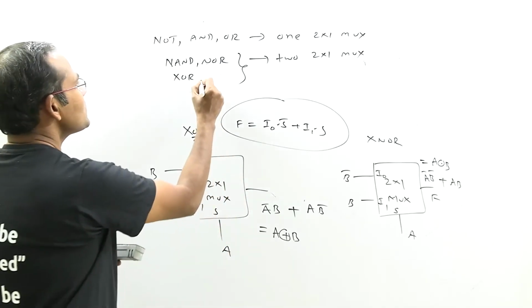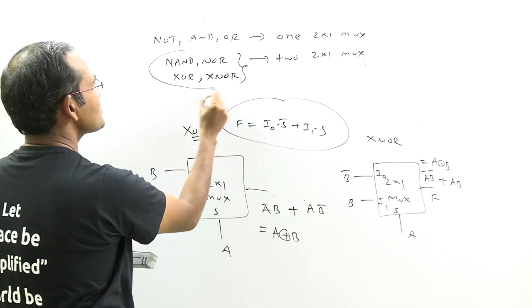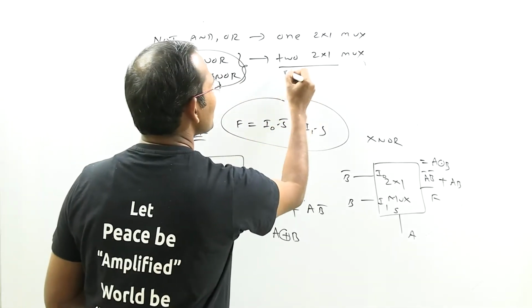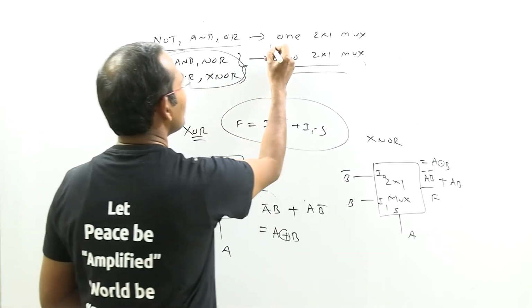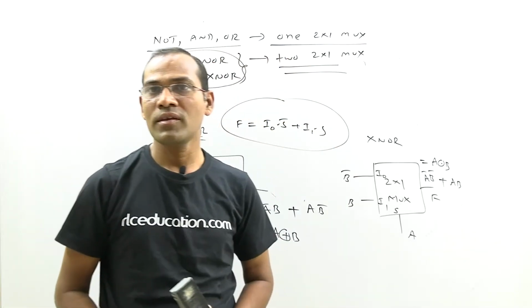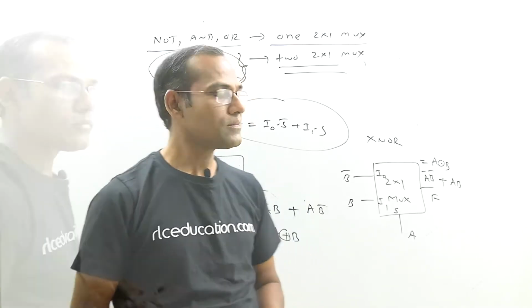So that's why to design NAND, NOR, XOR, XNOR, 2 by 1 mux are needed. To design NOT and OR, just 1 mux is enough. This point can be asked in the exams directly.